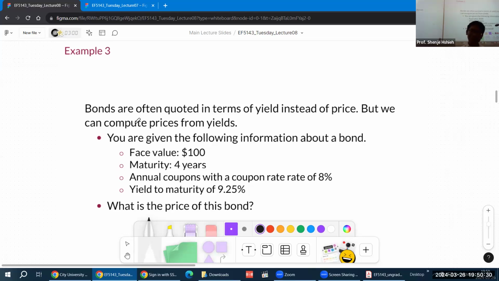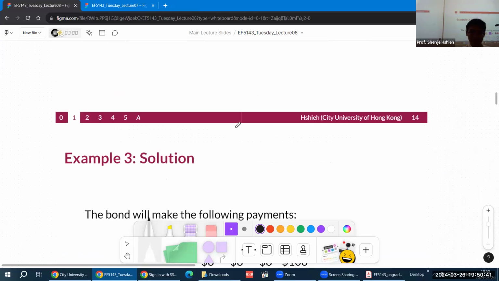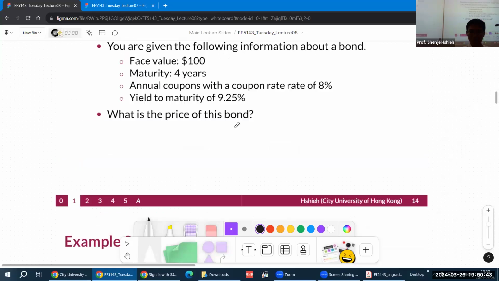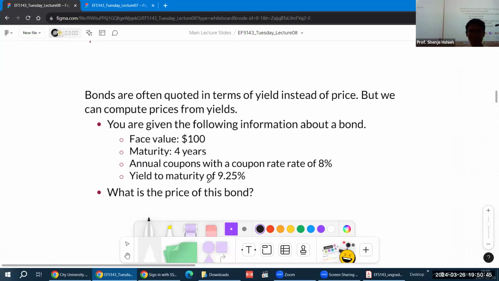So if you haven't noticed, bonds are different from stocks because they're typically quoted in yields instead of prices. And so we can compute prices with different inputs too. If you know the yield, and you know the face value, and you know the coupon payments, then you can calculate the cash flows, and then you can calculate the price.